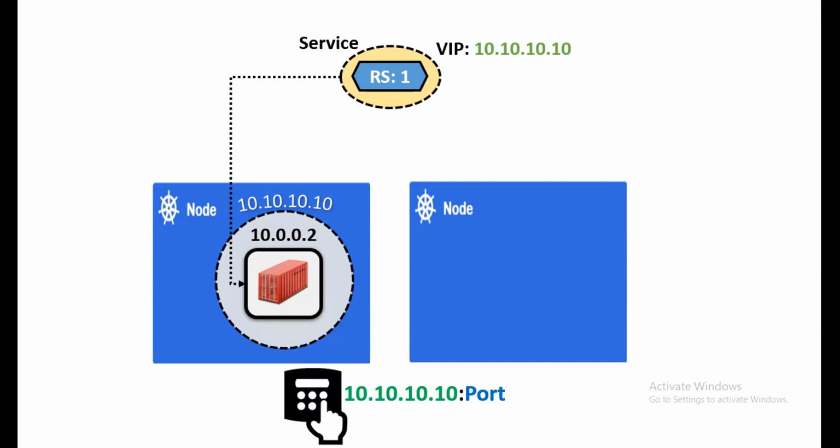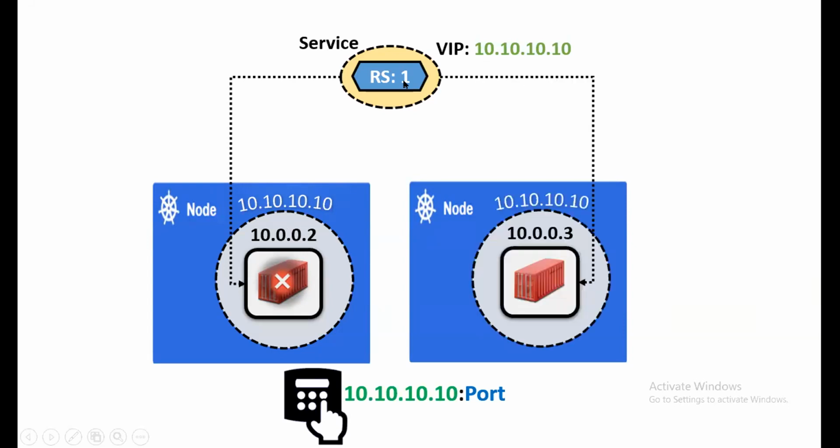Now, the benefit is, for any reason, if the pod goes down, the replica set will create a new pod. But you can see the service will still be running on top of it. That way, the IP you access will not change regardless of how many new pods are getting created. So as a user, you can always access the VIP.